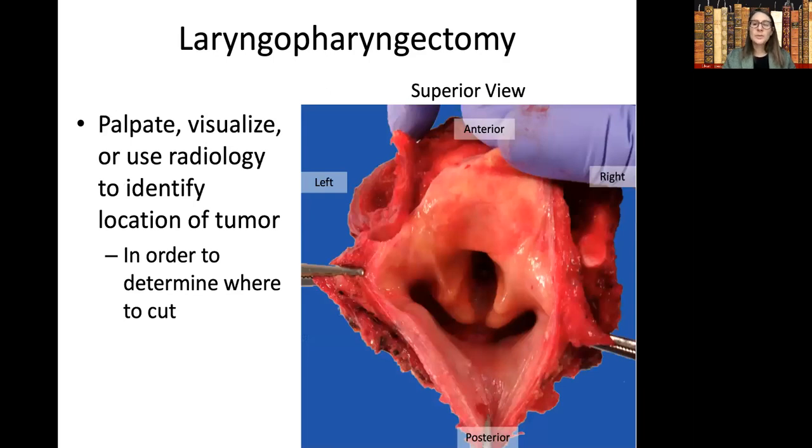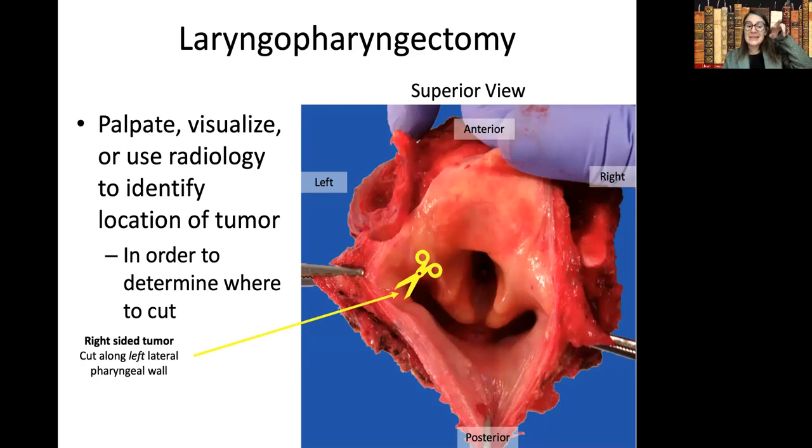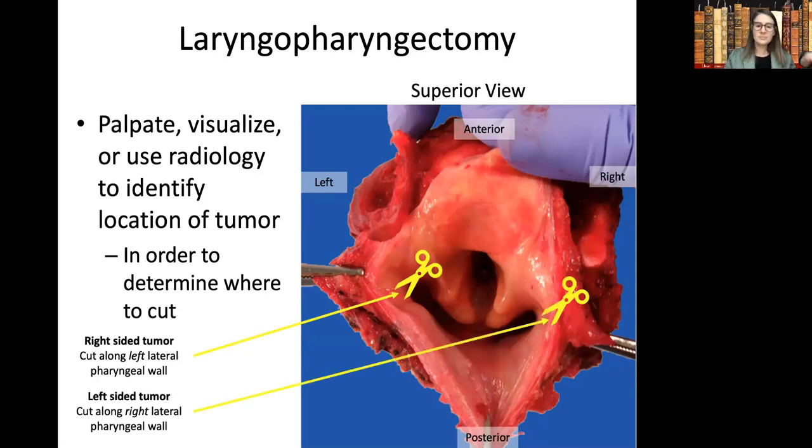But now in order to determine how to open this specimen, where the tumor is going to be is crucial. So we want to either palpate, pry open and visualize, or use radiology to identify the location of the tumor so that we know where to make our first cut. So in this case, if the tumor is more predominantly right-sided, we may want to cut along the left lateral pharyngeal wall as close to the larynx as you possibly can. Conversely, if it's a more left-sided tumor, you may want to cut along the right lateral pharyngeal wall, again, right up as close to the larynx as you possibly can get, and free open that pharyngeal flap.